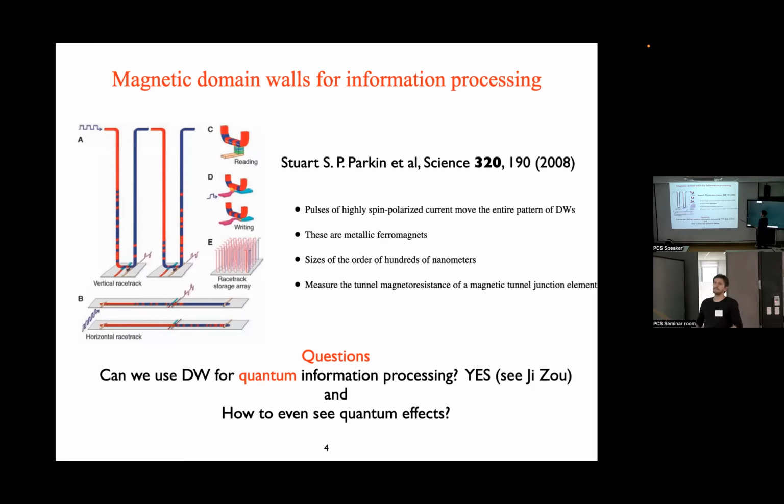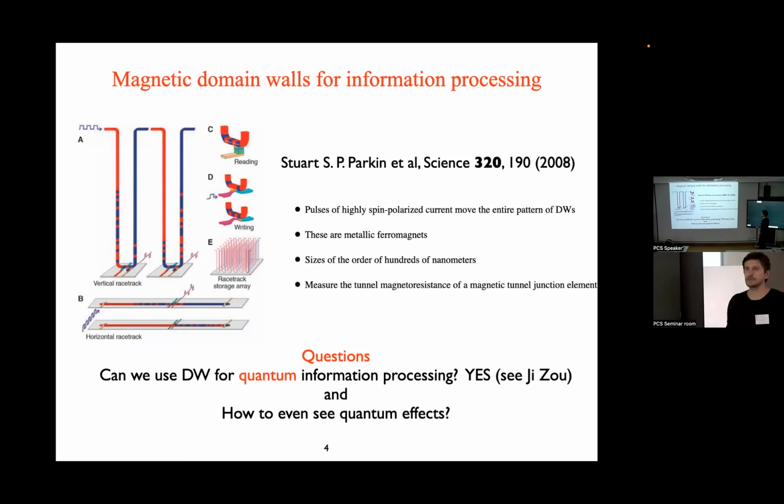So that's the typical slide one starts with. How it all started was with racetrack memory, which in principle, we saw there are not many actual applications yet, but at least in principle could be utilized for information processing. Of course, these are metallic ferromagnets. What I'm concerned with today is insulating ferromagnets. Size is hundreds of nanometers. You can measure the tunnel magnetic resistance in order to read out these states and so on and so forth.